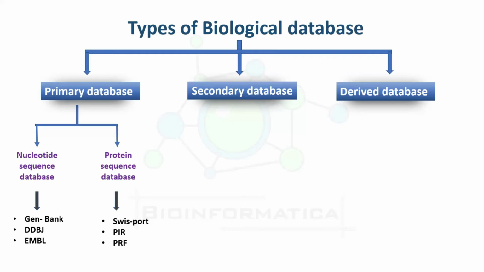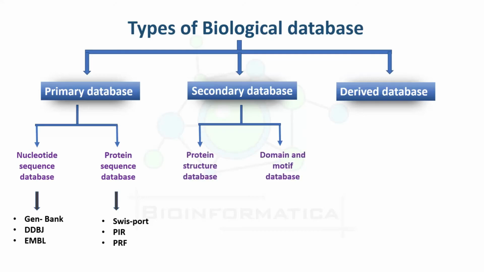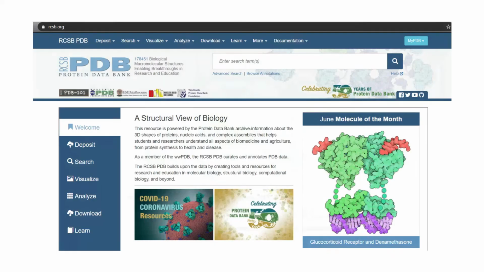Now jumping to secondary database, we already know it is also further classified for protein structure and nucleotide or domain and motif database. A few examples of protein structure databases are PDB, EBI, MSD, MMDB. This is how the page of PDB looks like.